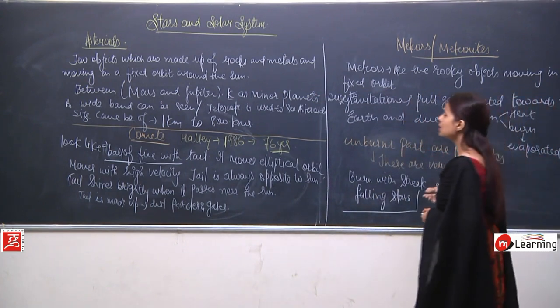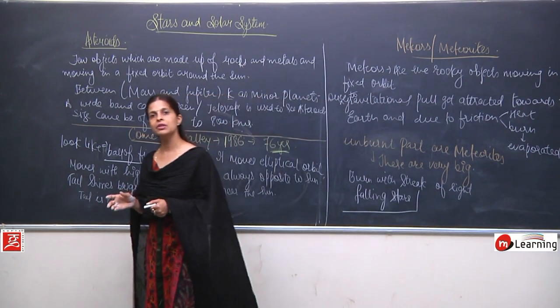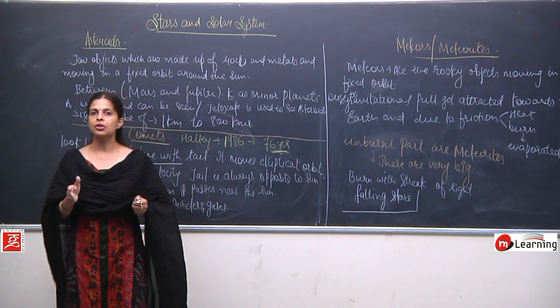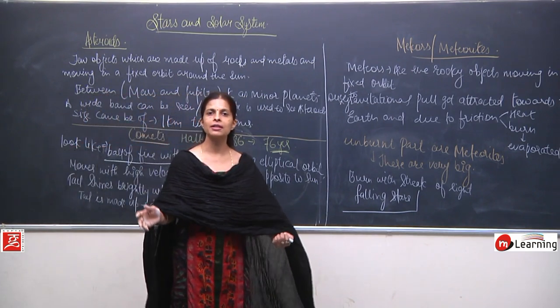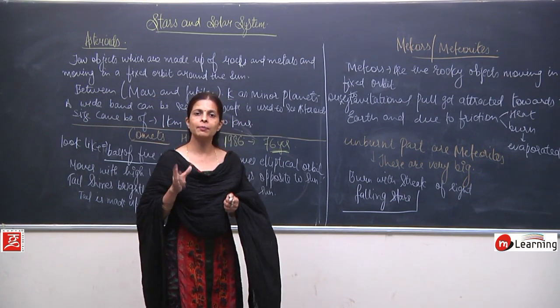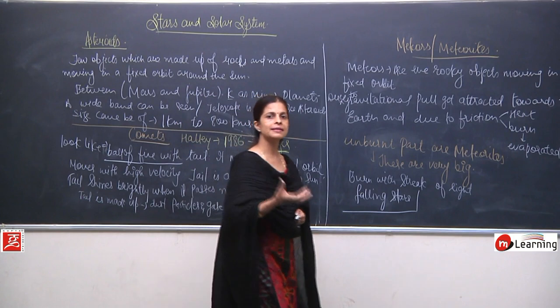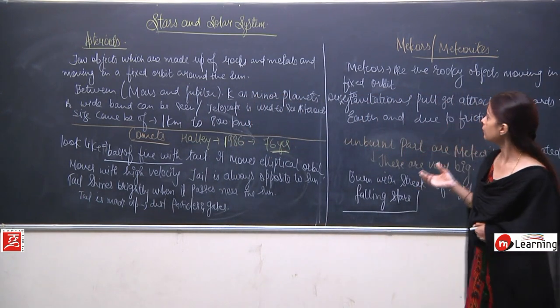Now meteors and meteoroids: the only difference between them is that the meteors burn, they are the smaller ones, but the meteoroids are the bigger ones, they do not burn. After burning of meteors, a certain part is left. This left part is known as meteoroid.